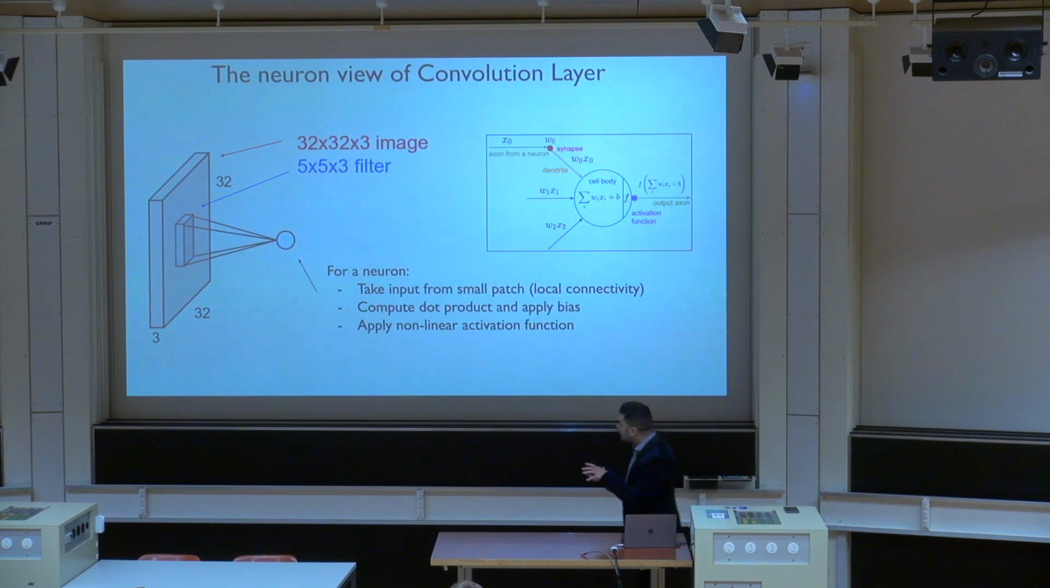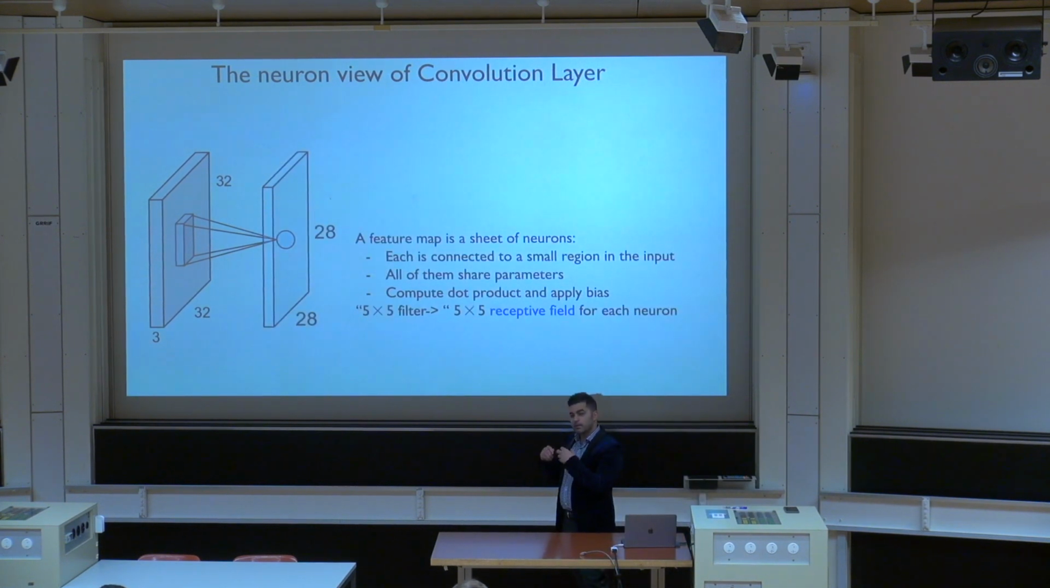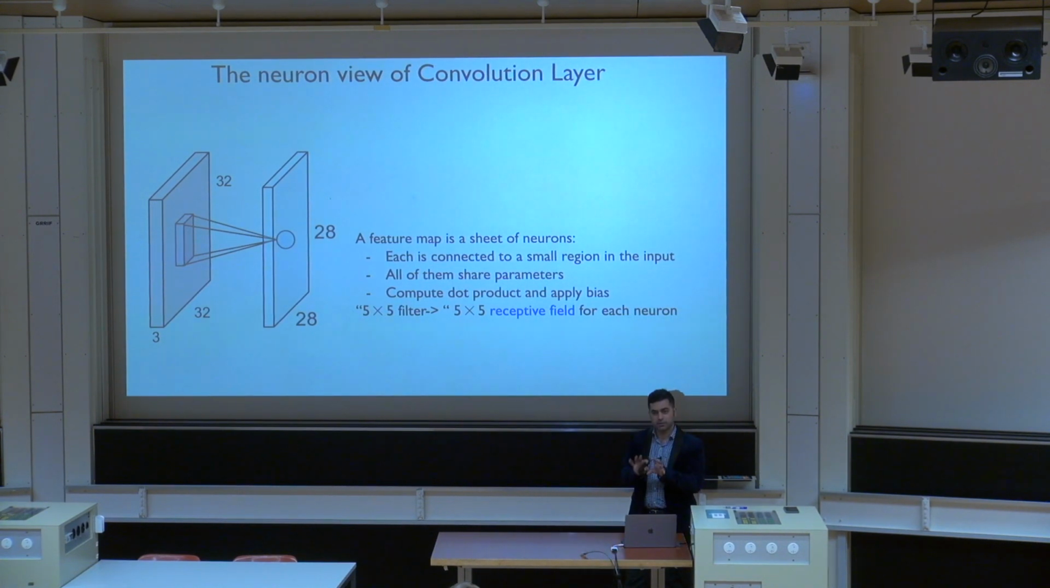As I said, the neurons can share the weights. So you might have a grid of neurons, a sheet of neurons, and this is going to be the feature response or feature map of your filter over the input volume. So there are many circles here that make a 2D sheet, 28 by 28, and each of them shares the weights. Okay? Make sense?